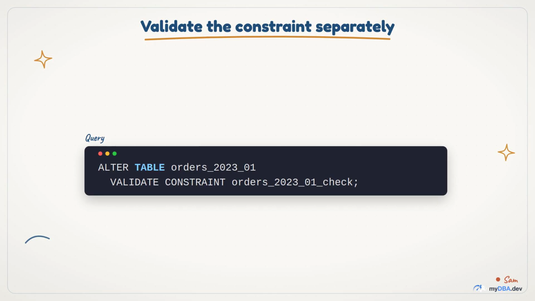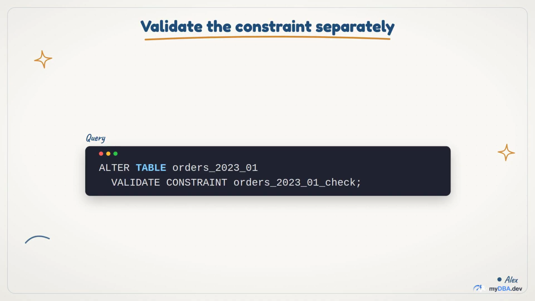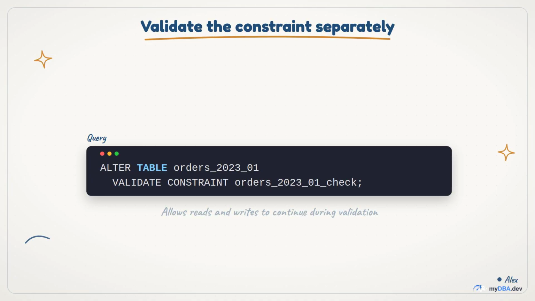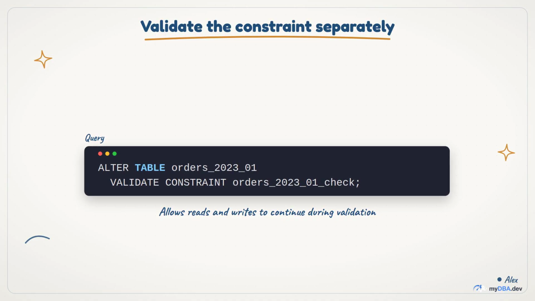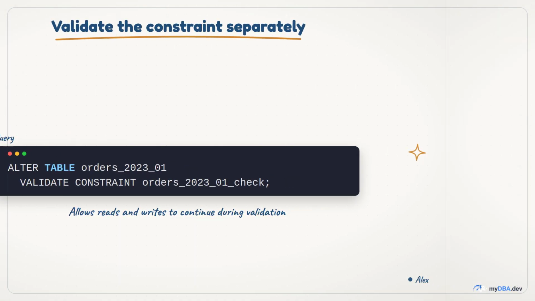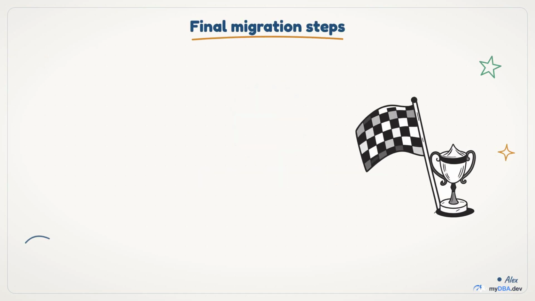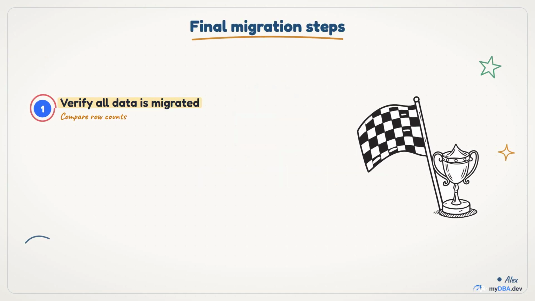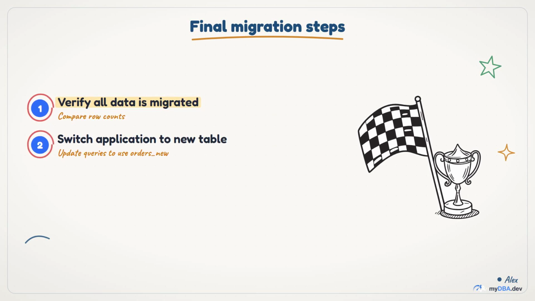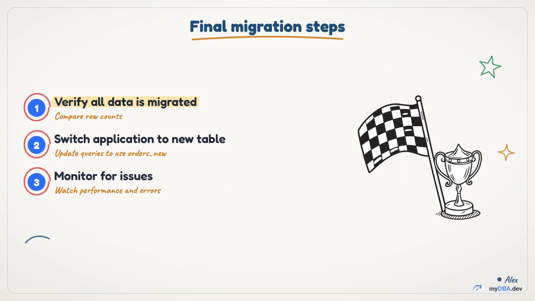And if the validation fails, what happens? If there's a row that violates the constraint, the validation fails and you get an error. That means you backfilled data into the wrong partition, so you need to find and move those rows. But if your backfill logic was correct, the validation will pass and you're done. Once all the data is backfilled and validated, you're in the home stretch. First, you verify all data has been migrated. Compare row counts between the old and new tables. If they match, you're ready.